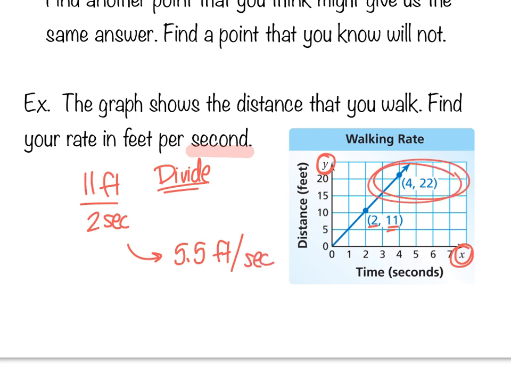Try the other one, 22 divided by 4. If you do 22 divided by 4, yep, it gives you 5.5. It's a constant rate. You're walking the same speed. So that's how you find unit rates. And that's the end of section 5.1.